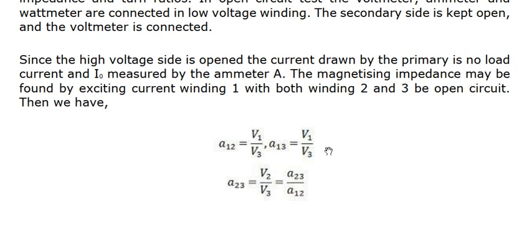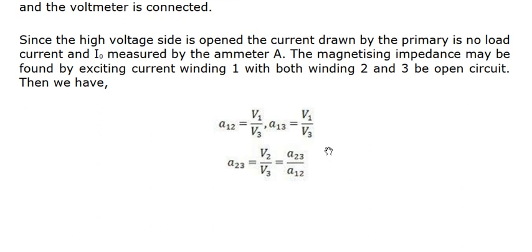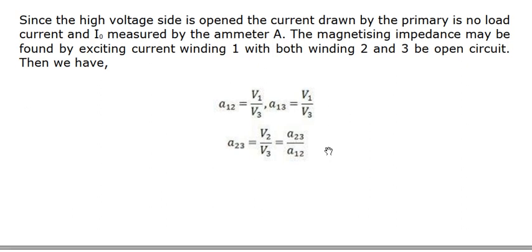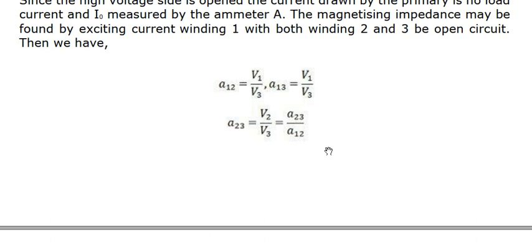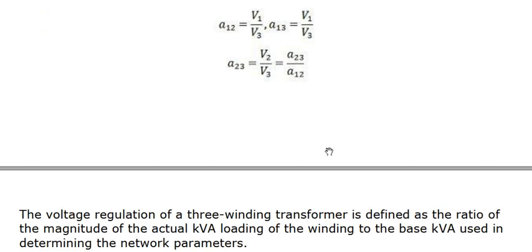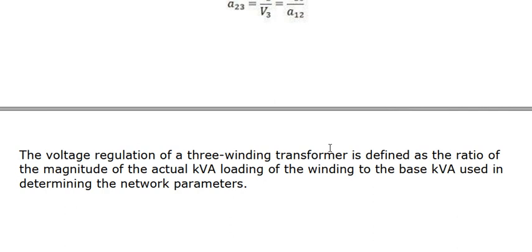The magnetizing impedance may be found by exciting winding 1 with both windings 2 and 3 open circuit. Then we have A12 is equal to V1 upon V2, while A13 is equal to V1 upon V3. A23 is equal to V2 by V3. That is the ratio of A23 upon A12. We get two parameters by the open circuit test.